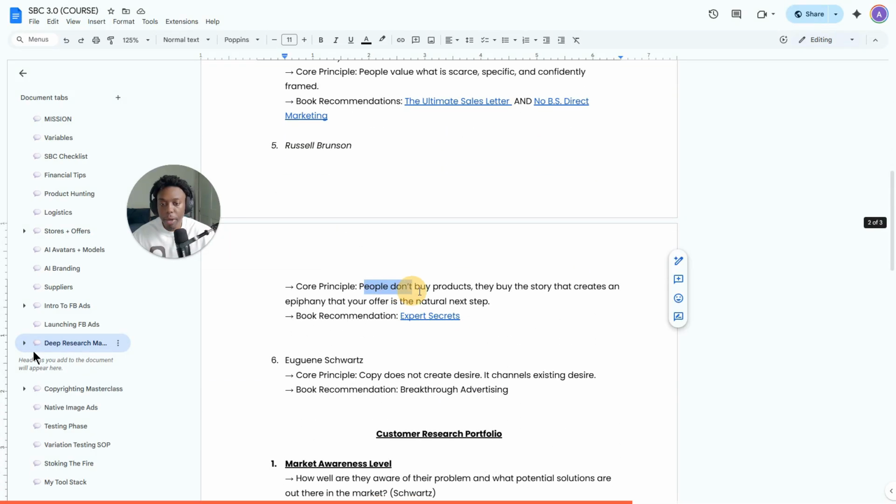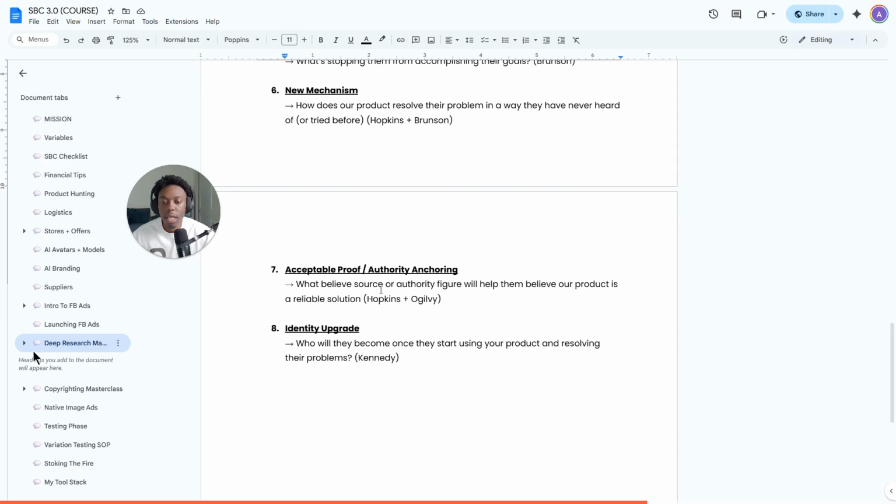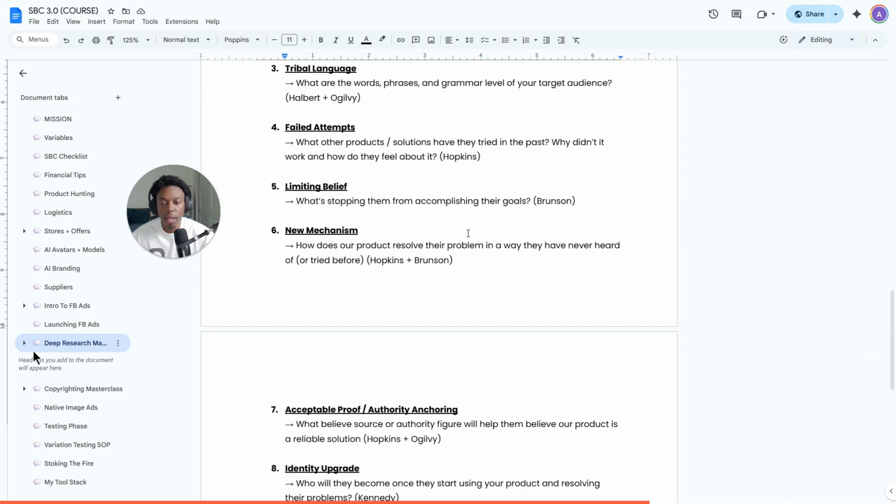So Russell says it here: people don't buy products, they buy the story that creates an epiphany, right? An epiphany is a realization that they probably didn't think of before that helps them understand. You can think of this as a light bulb going above someone's head when they come up with an idea or a solution. That's what we're trying to create, an epiphany, and bridge that epiphany with our product.